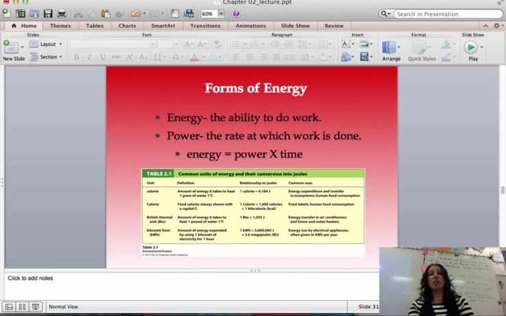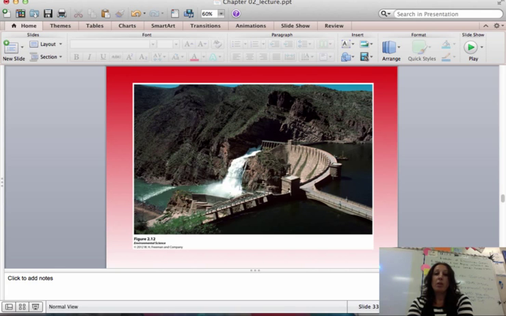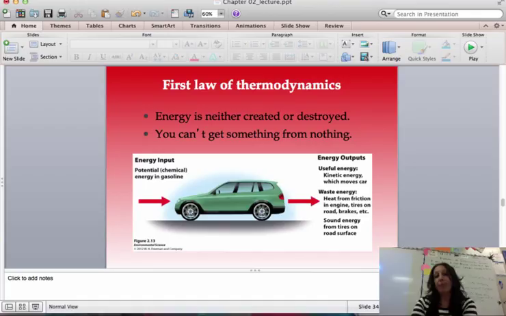So in this class, the types of energy we look at: energy is the ability to do work, kinetic and potential. And that chemical energy that's stored in those chemical bonds is released as they break and form. When we get to the energy unit, we'll talk about that a little bit more.